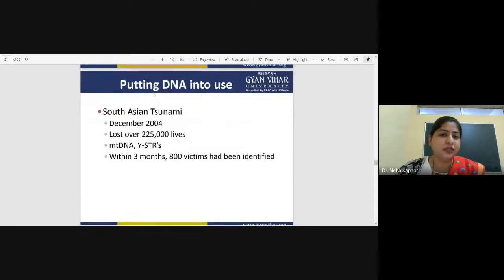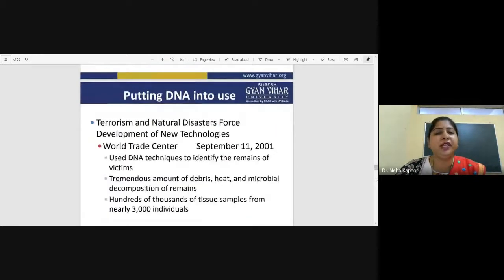Then you can put this DNA technique to use, because on December 9, 2004, there was the South Asian tsunami, which claimed many lives. For the identification of those people, scientists used mitochondrial DNA and Y-STR analysis, and within 3 months, 800 victims were identified and handed over to their families. So the main thing is that this technique is very helpful in ascertaining identity.